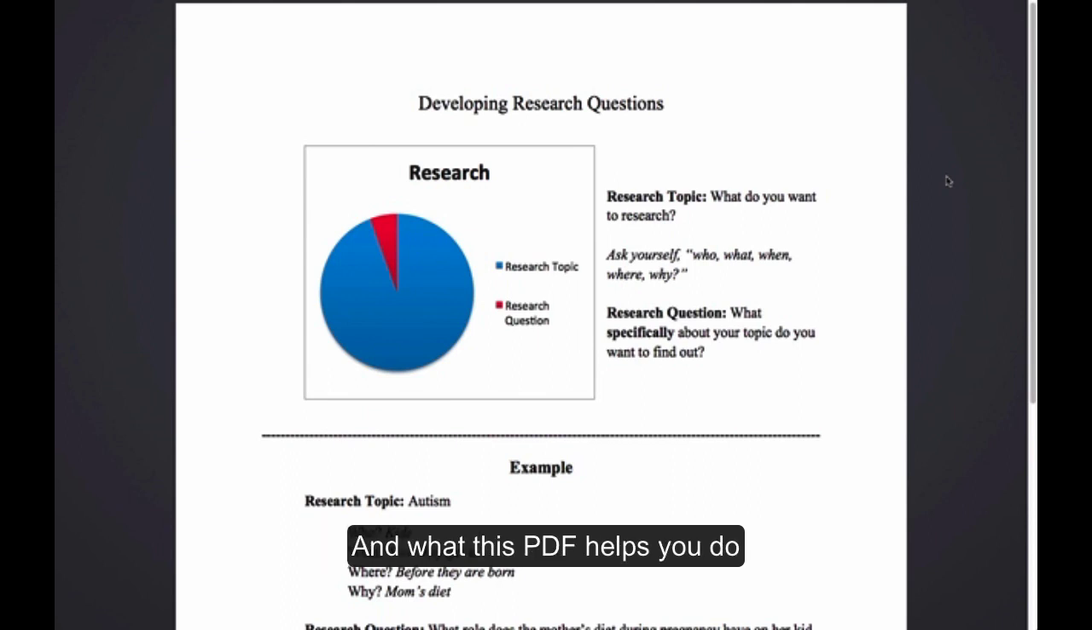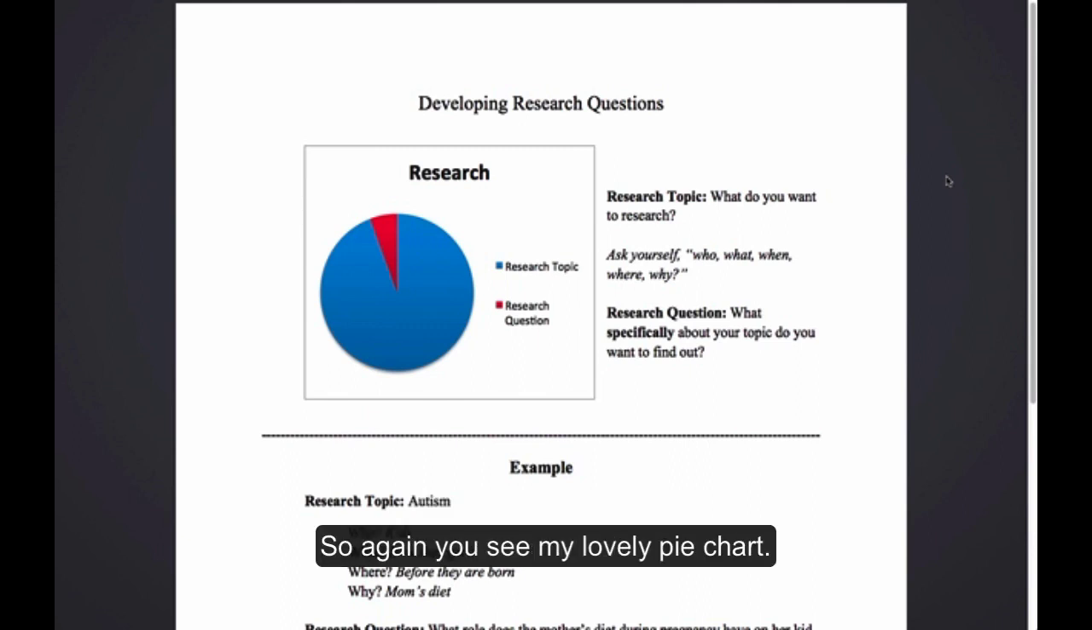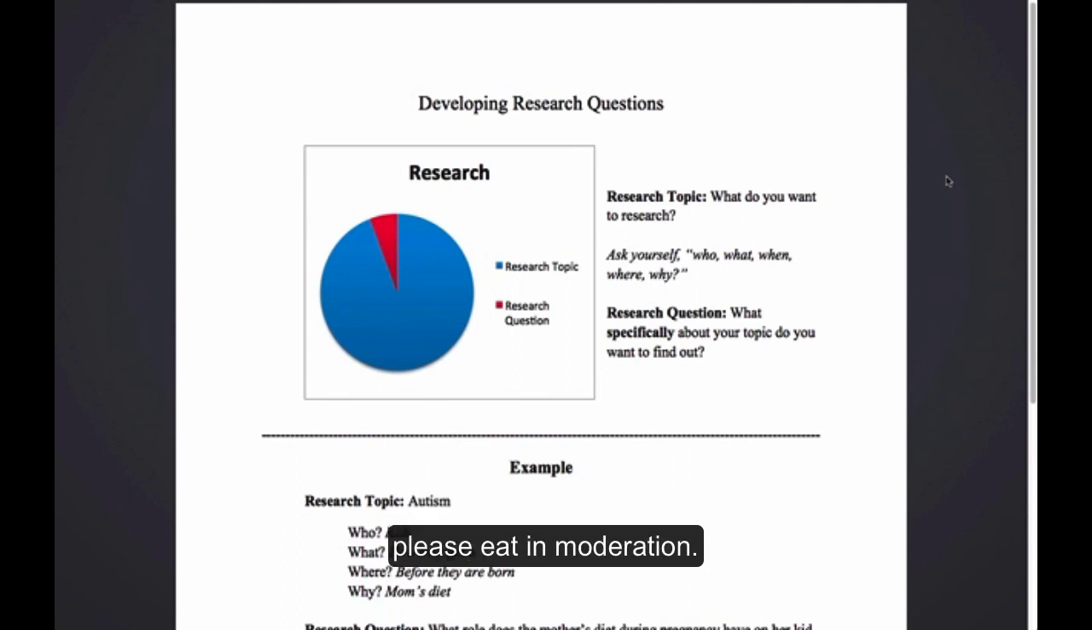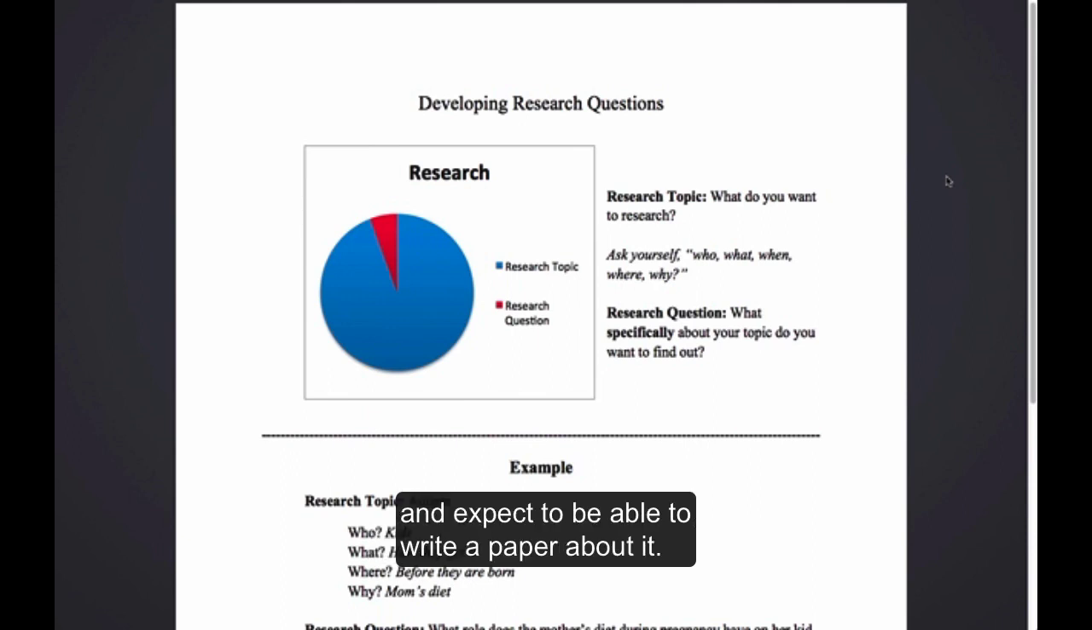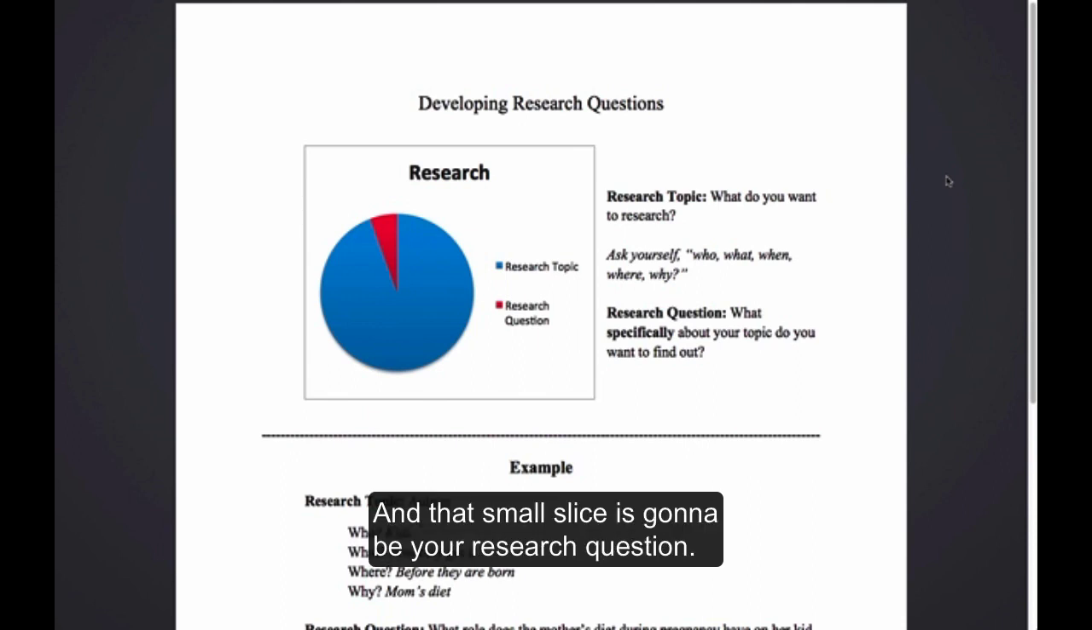And what this PDF helps you do is refine your thinking into a very specific research question. So again, you see my lovely pie chart. I want you to keep thinking about this idea of a pizza. If your research topic is a giant large pizza, please eat in moderation. Don't take the entire research topic and expect to be able to write a paper about it. Take one small slice, and that small slice is going to be your research question.